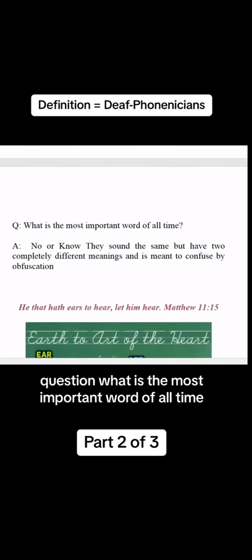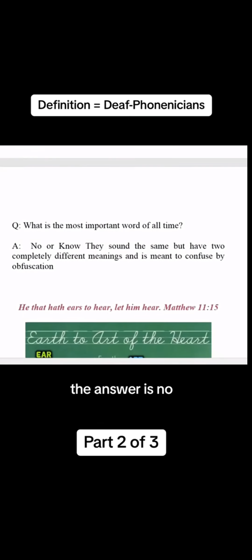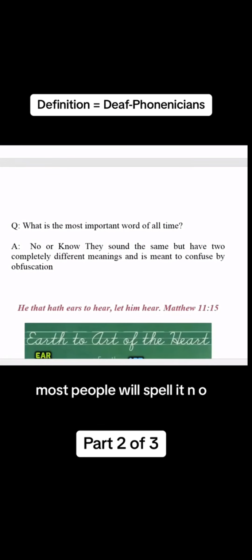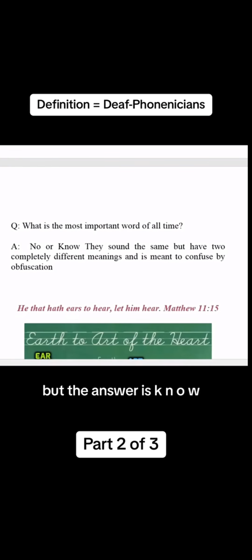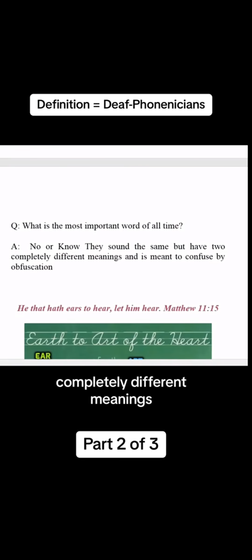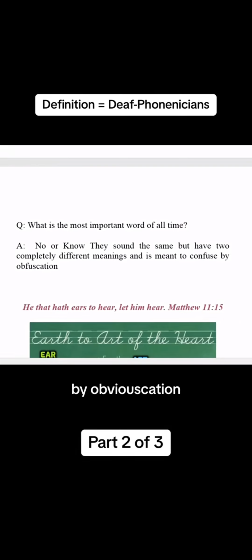Question, what is the most important word of all time? The answer is no. Most people will spell it N-O, but the answer is K-N-O-W. Completely different meanings, but exactly sounding the same. It's meant to confuse by obfuscation.